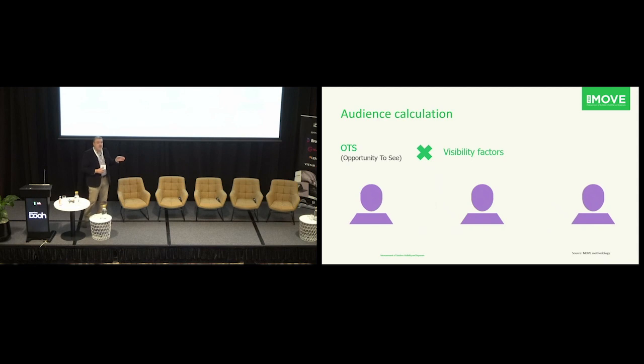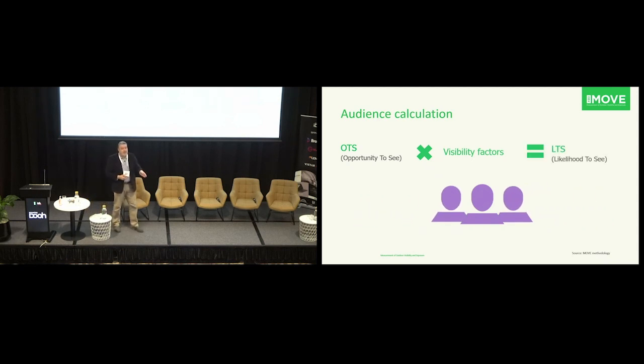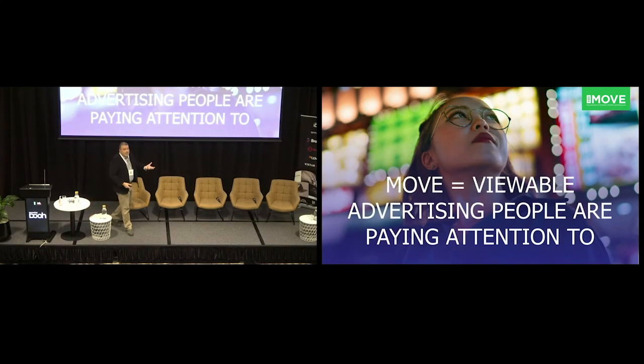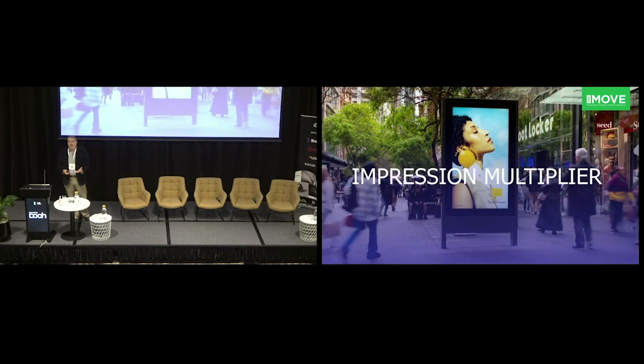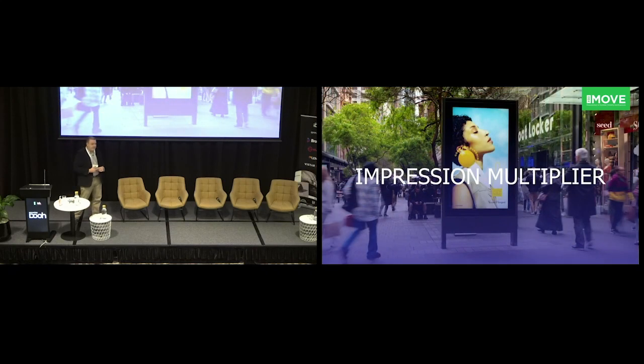We take the realistic opportunity to see, apply the visibility factor, and report just those that are looking in the likelihood to see. So Move's audience data that is underpinning the impression multiplier I'm about to show you is providing that the advertising is viewable and that the audience is looking. Basic attention is being measured in the likelihood to see, and the likelihood to see underpins the impression multiplier. So let's talk about the impression multiplier.